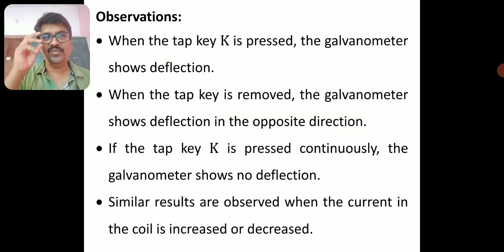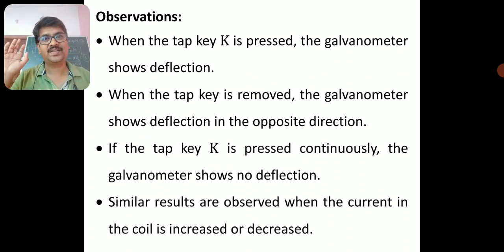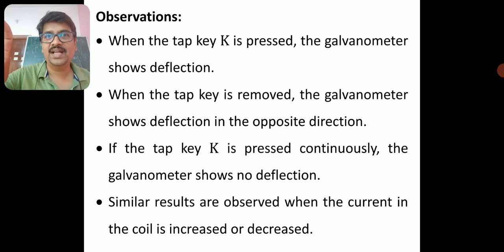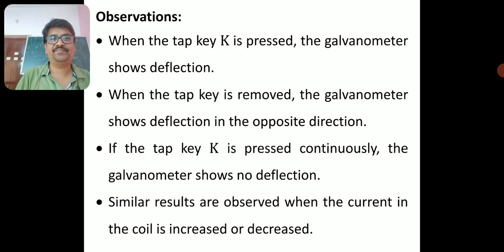When the plug key is removed, the galvanometer shows deflection in the opposite direction. That is also one thing. You put the plug key, you can expect deflection in one direction. If you remove the plug key, you can expect a deflection in another direction. Be careful, it is in the coil C1. I am passing the current in coil C2 by pressing the plug key K, and the EMF is induced in the coil C1, the other coil.